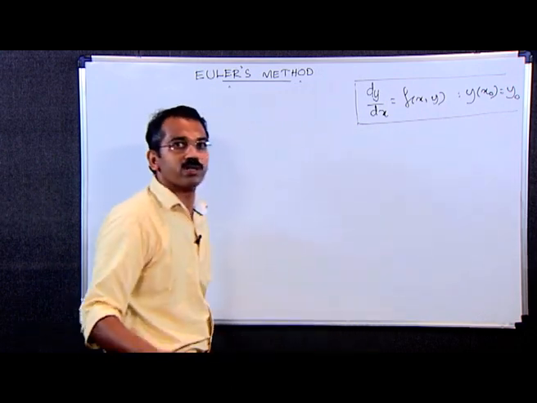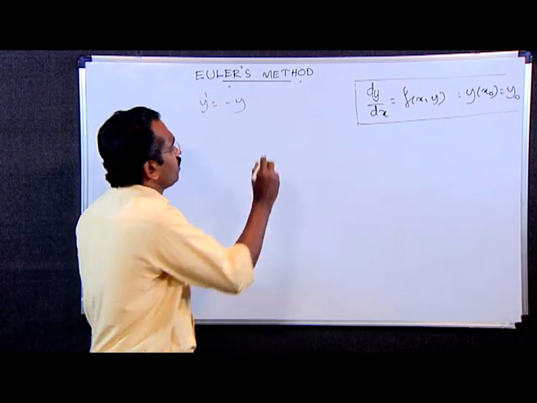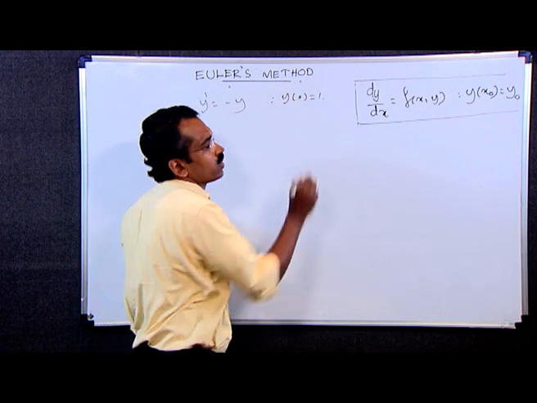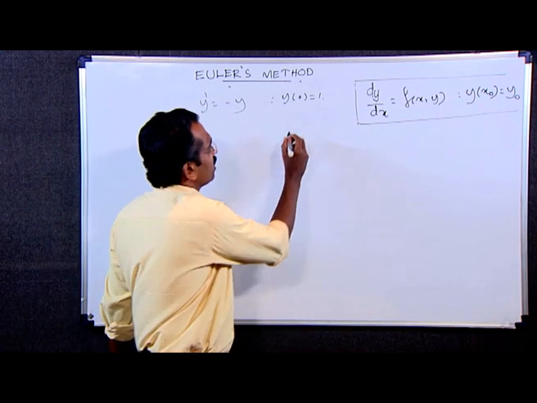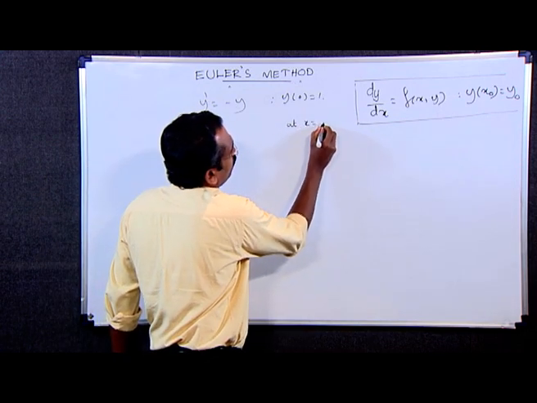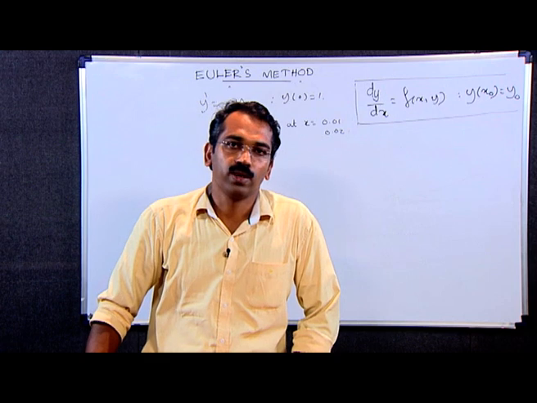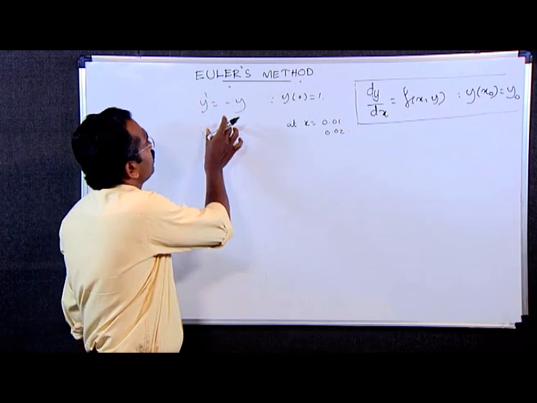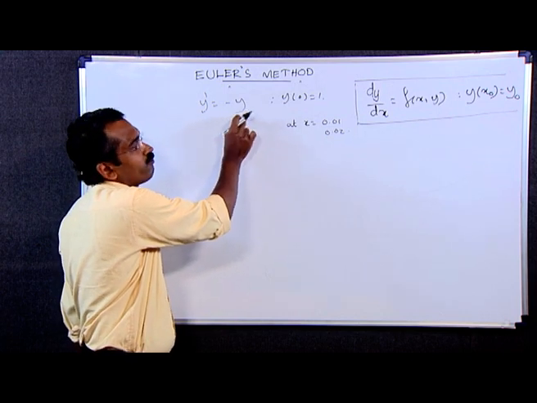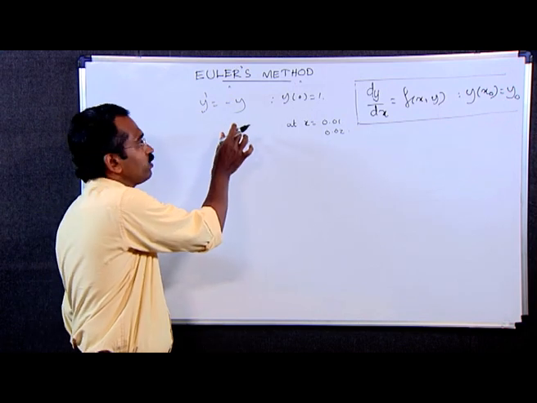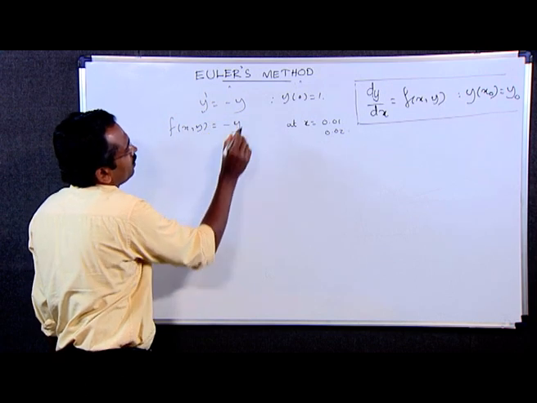We are given a differential equation y dash is equal to minus y, such that y of 0 is equal to 1. Determine the values of y at x equal to 0.01 and 0.02 by the Euler's method. The given differential equation is of the form dy by dx is equal to f(x, y). In this problem, f(x, y) is minus y.